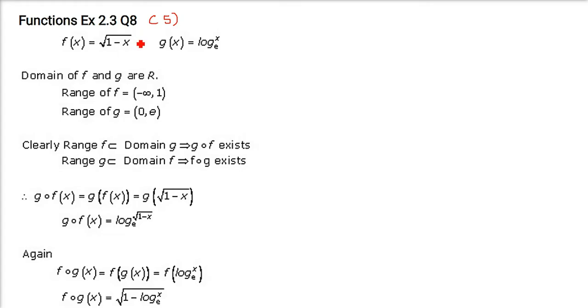So here we have f(x) as under root 1 minus x and g(x) is log x. These are two real functions. Then describe the functions fog and gof, that is f of g(x) and g of f(x). So this is f(x) under root 1 minus x.